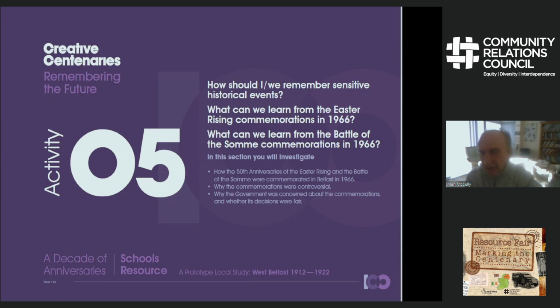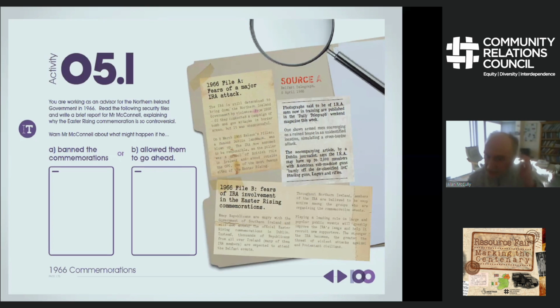This module, commemoration, features the events of 1966. It looks, for instance, at the sorts of decisions that Brian McConnell, the then Minister of Home Affairs, had to make. Does he ban the commemorations? Does he allow them to take place? And there's a whole raft of evidence there which allows people to get into his shoes and make a decision on his behalf.